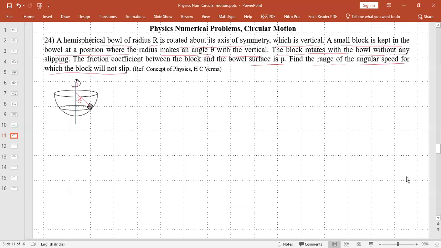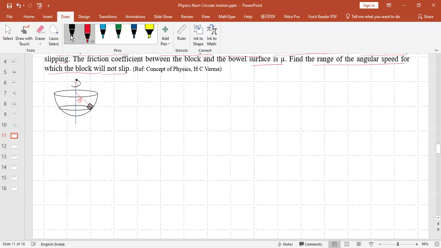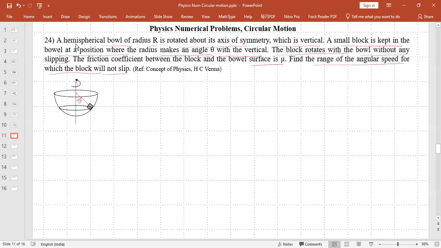We have seen in earlier problems that in such cases, if the bowl rotates too slowly, the block will have a tendency to slip downward. And if it rotates too fast, the block will have a tendency to skid upward. So there is a range of angular velocity in which the block will not slip. We have to find that answer, so let's see how we do it.